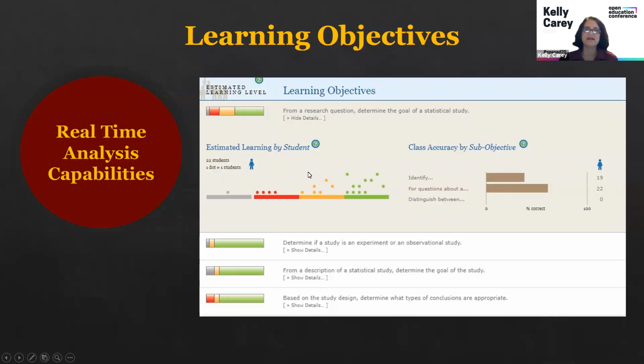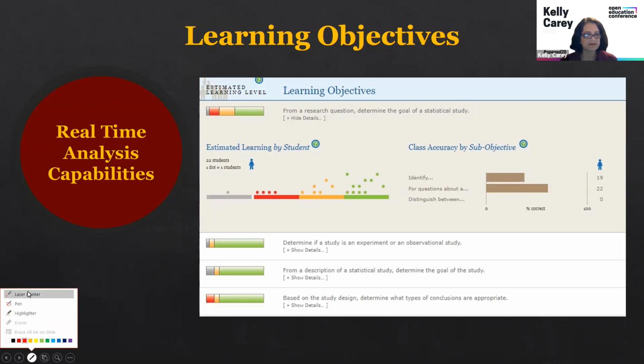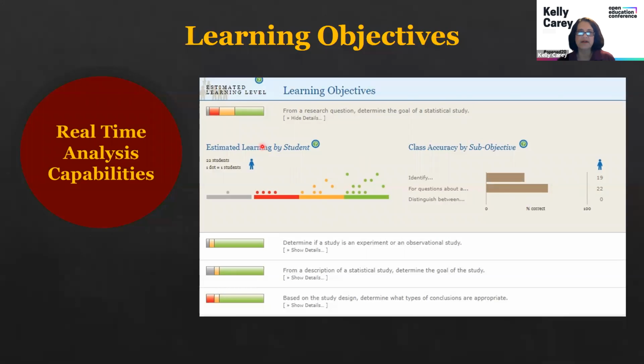So what can I tell when I'm using OLE, and how have we used that? It has real-time analysis capabilities, so I can monitor how my students are doing day by day, week by week. This is a screen that shows where I'm highlighting here, estimated student learning. There are a lot of dots that are green. That's telling me quite a few of my students have mastered the content. Each dot usually represents one student; on some screens, it's two students. Down here in the gray are the students that haven't even started yet. So I can say, oh, only one student, that's good.